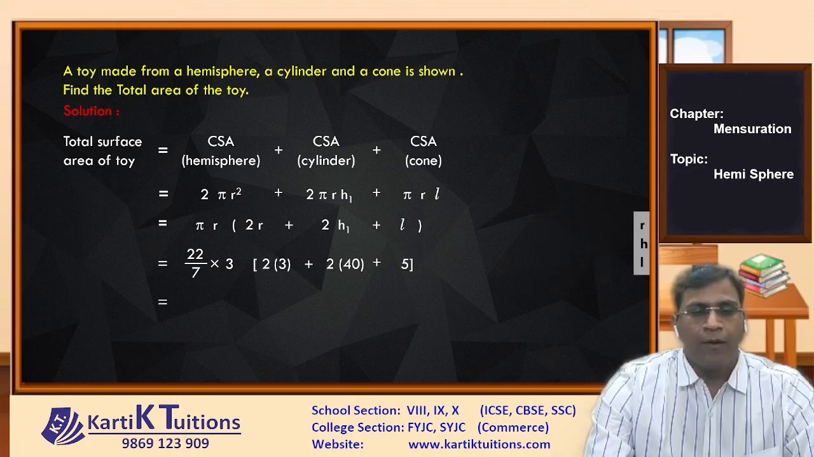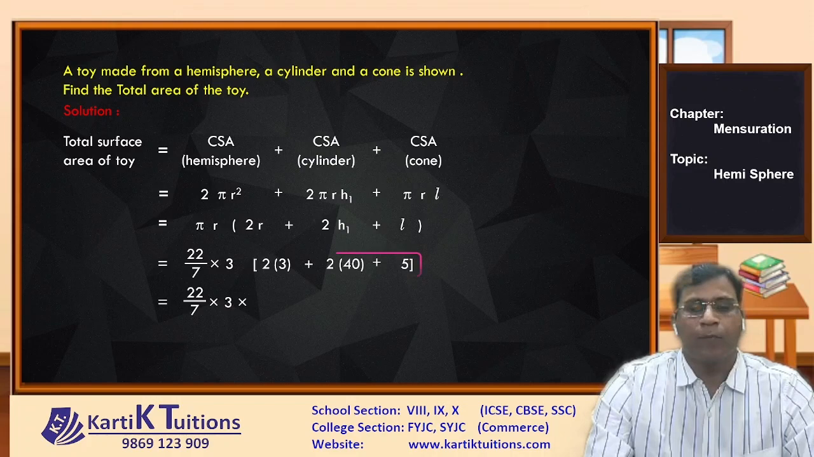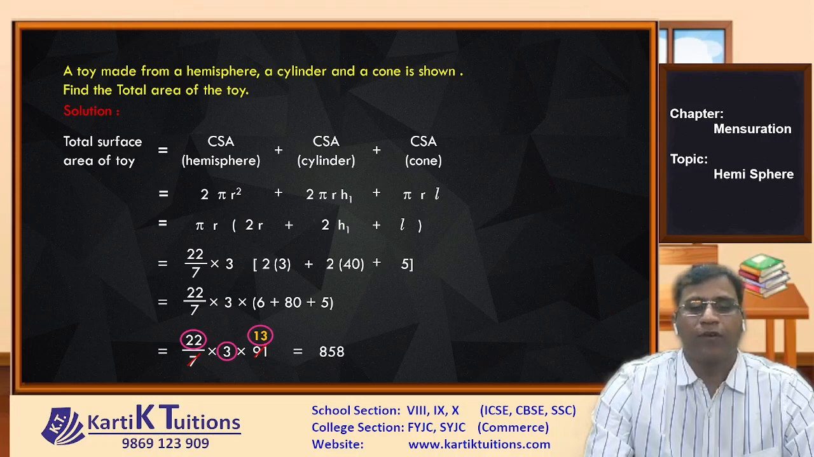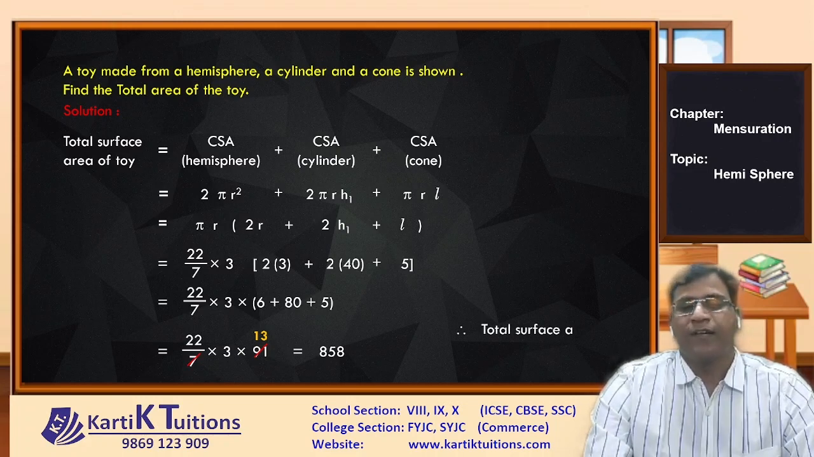Now here 22 upon 7 into 3 will remain as it is. First let us solve the bracket. So 2 3s are 6. 2 40s are 80. So 6 plus 40 plus 5 will give us 91. So here 22 upon 7 into 3 into 91. Now 7 ones are 7, 13s are 91. So it is 22 into 3 into 13. So that will give us 858 centimeter square. So the total surface area of the toy is 858 centimeter square. I hope you have understood this sum also.